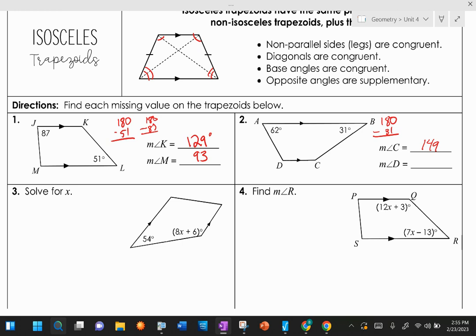Now, Marley, which angle will I use to find D's measurement? It is A. I will take 180 and subtract the measurement for A. That will give me 118.